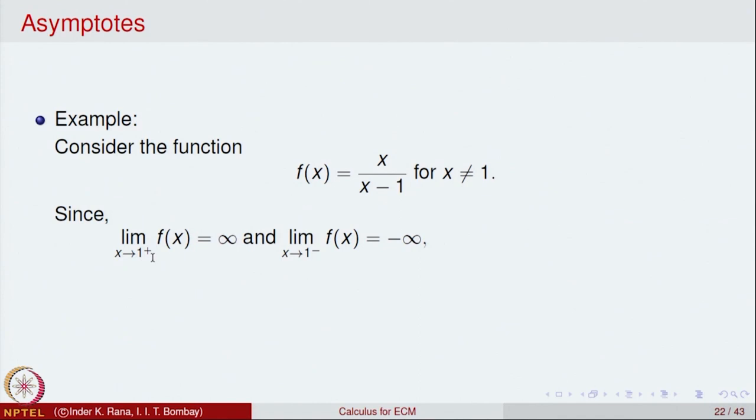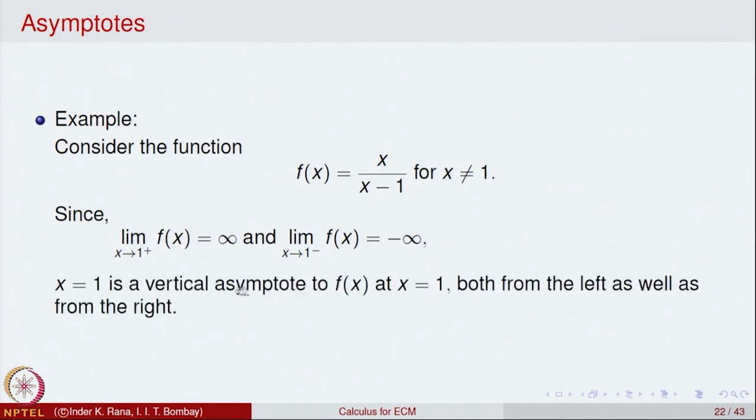So we write this as limit x going to 1 plus, that means from the right side of 1, is equal to plus infinity, and limit of x going to 1 from the left side is equal to minus infinity. So in our language, x is equal to 1 is a vertical asymptote, because the value y is becoming plus infinity or minus infinity. It is not becoming equal to, it is tending to plus infinity and minus infinity, when x is approaching the value 1, either from the left or from the right. So x is equal to 1 is a vertical line, and that is an asymptote for the function from the left as well as from the right.